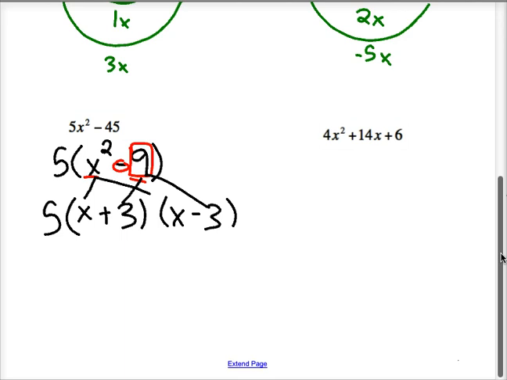And our final one for today, 4x squared plus 14x plus 6. If you notice, again, all of these are even numbers. So for even numbers, that means a 2 can pull out of each of them. 4 divided by 2 leaves me with 2, so I have a 2x squared. 14 divided by 2 leaves me with 7, so it leaves me with a 7x. 6 divided by 2 leaves me with 3.